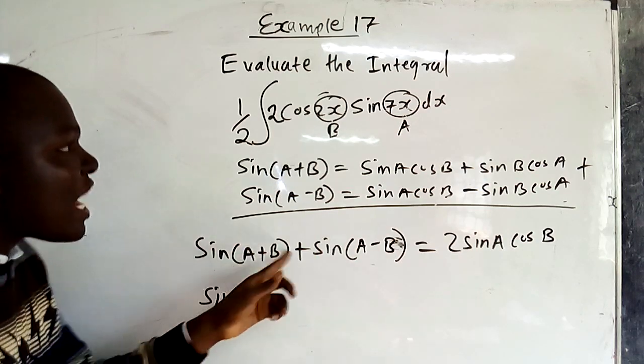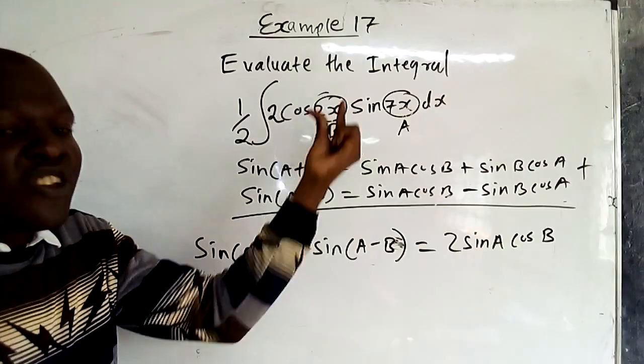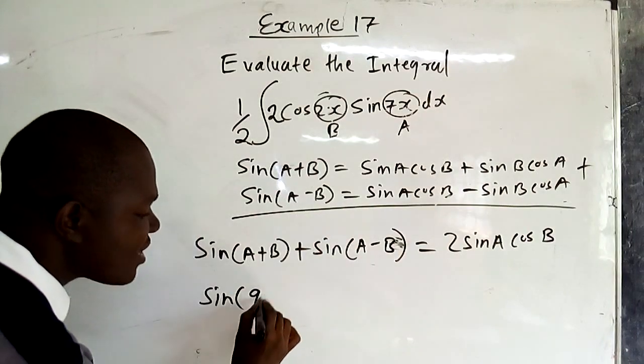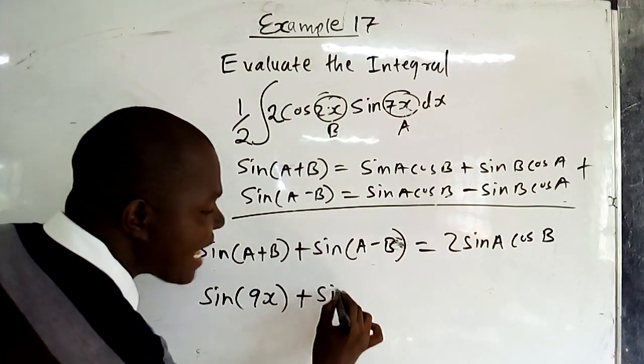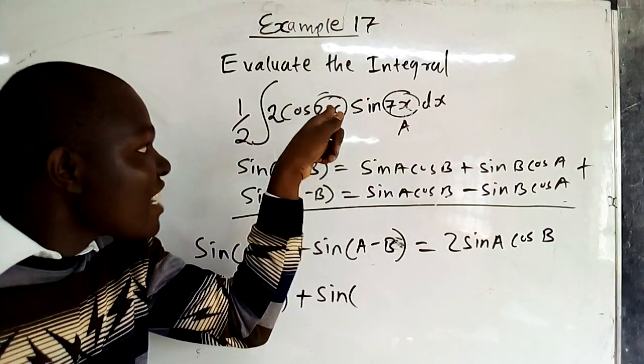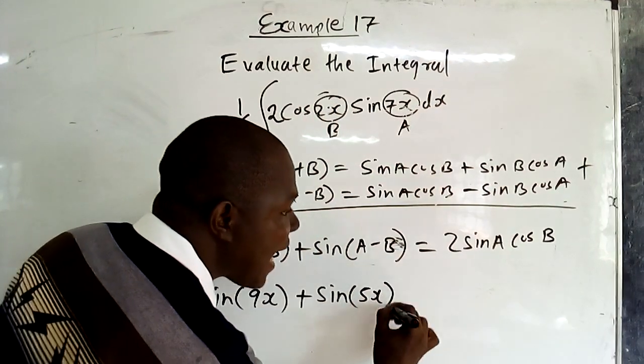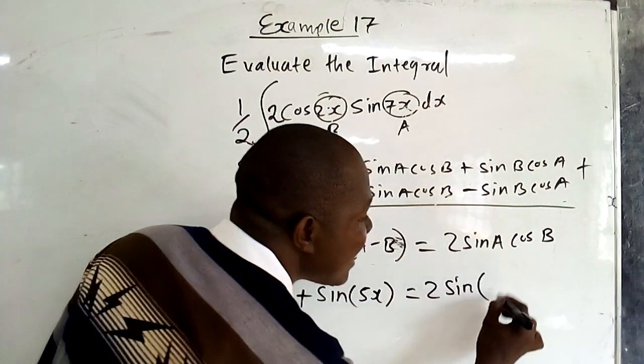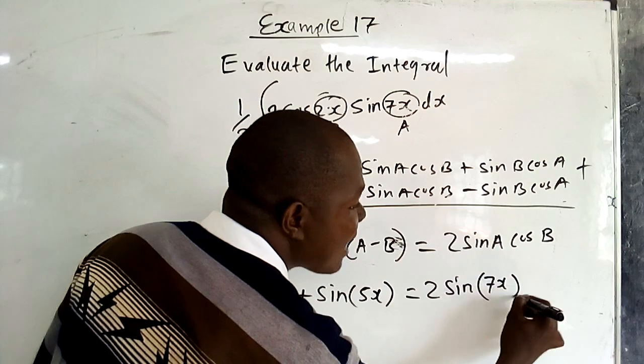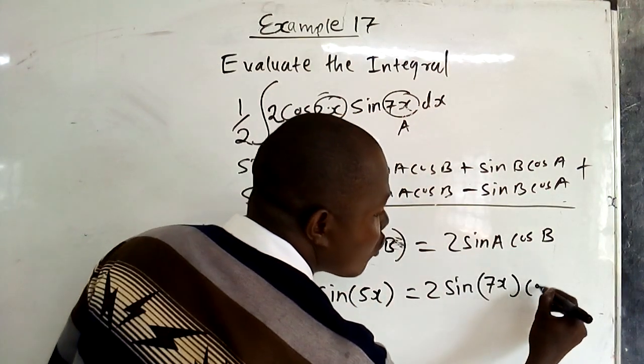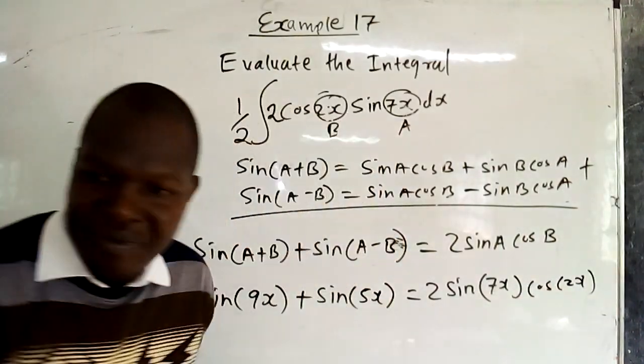This is sine A plus B. A is 7x, B is 2x. So 7x plus 2x, this is 9x, plus sine A minus B: 7x minus 2x is 5x. This is equal to 2 sine A, but A is 7x, B is 2x, cos 2x.